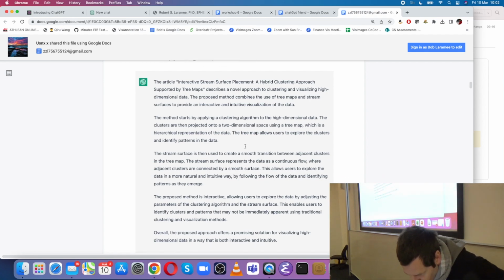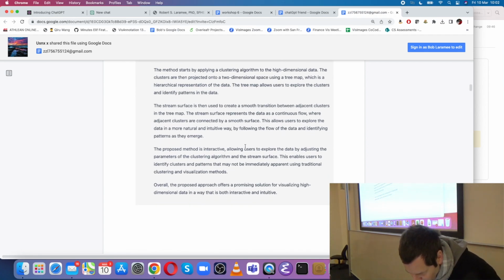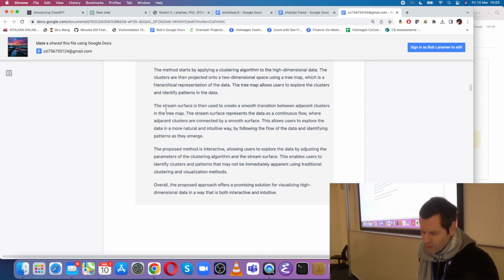Stream surface is then used to create a smooth transition between adjacent clusters. That's not true, I would say. The stream surface represents data as continuous flow. That's true. That's not true. I don't know why it's talking about this, actually. This is just a bunch of noise, this part. It looks interesting, it sounds interesting, but actually it's not true. It's just spitting out noise.